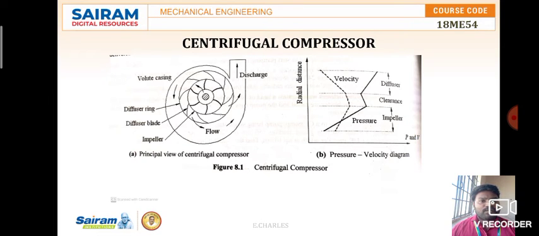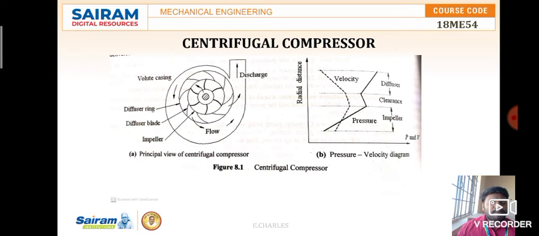So water enters through the eye of the impeller to the first stator. The stator acts as guide blades, and it will allow the water to flow to the rotors. The rotors are the movable blades, and the movable blades will rotate because of the centrifugal action. So pressure energy will be increased. High pressurized water will go out through the discharge.